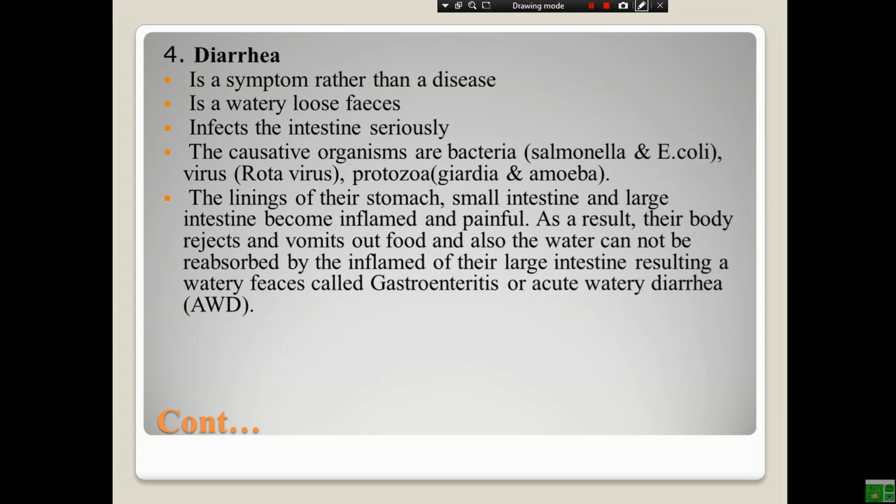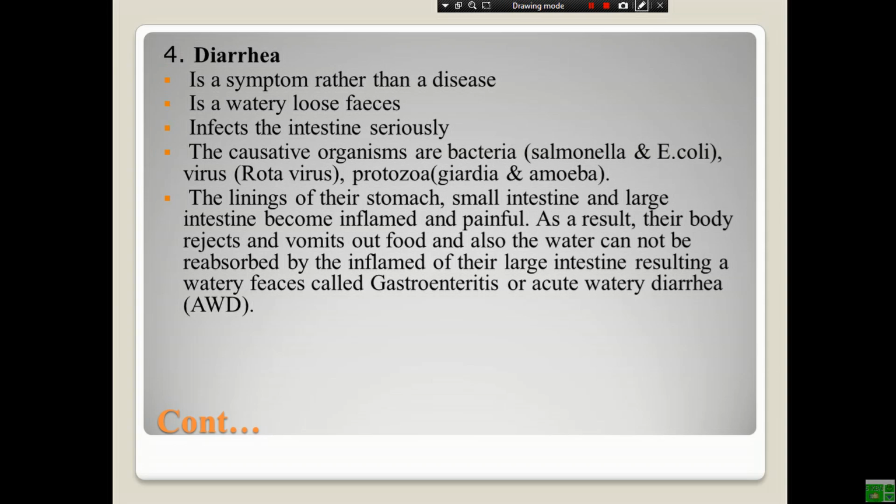viruses, rotavirus, and protozoans, Giardia and amoeba. Giardia and amoeba are protozoans. So the causative organisms that lead to diarrhea are a variety: bacterial, viral, and protozoan.